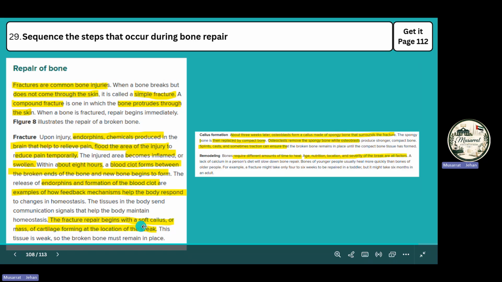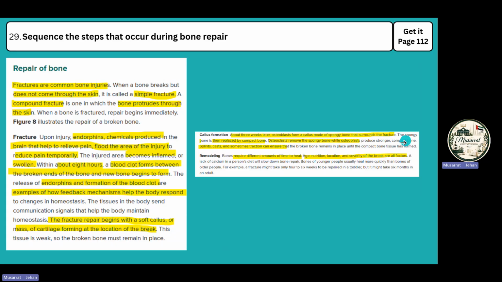Fracture repair begins with a soft callus. First, a callus is formed, a mass of cartilage forming at the location of the break. Then about 3 weeks later, osteoblasts form a callus made of spongy bone that surrounds the fracture. The spongy bone is then replaced by compact bone. Osteoclasts remove the spongy bone, while osteoblasts produce the stronger compact bone.